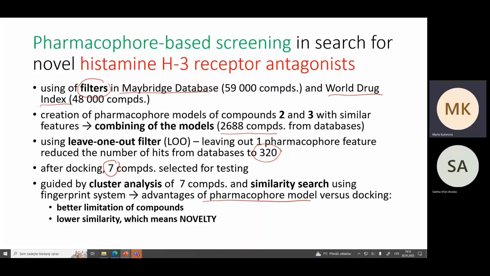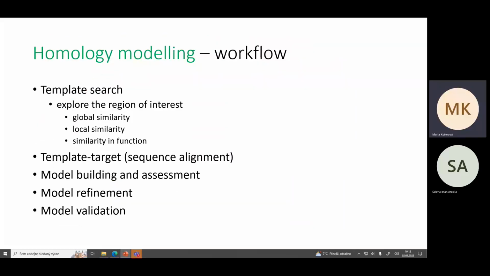Here one remark: what is the advantage of pharmacophore modeling? It can better limit the number of the compounds, and it can give higher novelty among the screened compounds, so lower similarity of the hits after screening.